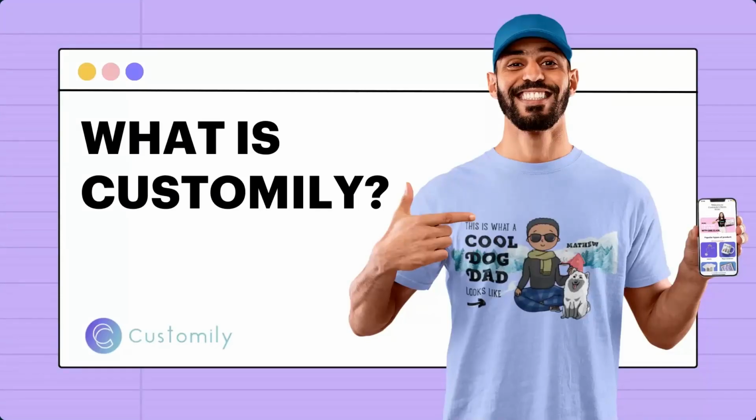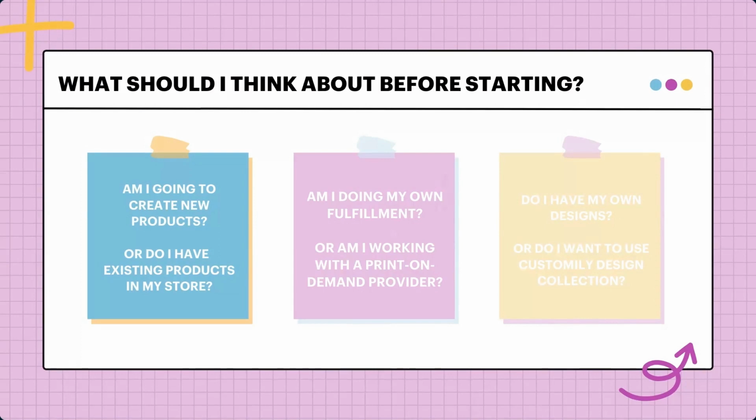Now that we know that Customily is a great tool for your online store and that it will help you optimize the shopping experience of your visitors, we can start learning about the app itself. It's important that you approach it with some clear concepts about your business. I highly recommend that you ask yourself some questions before starting. The first one is about the current status of your store. Will I be creating new products, either for an empty new store or for a new collection in an existing store? Or will I be selling my existing products and turning them customizable?